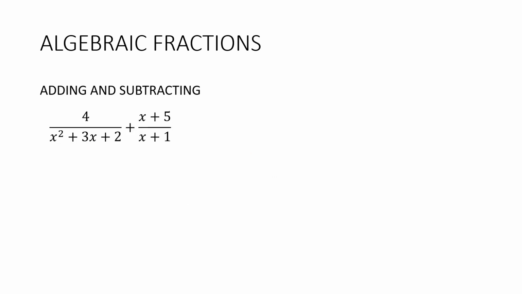And one more. Now in this case we need to factorise that denominator, and that's going to give us this. So instead of x squared plus 3x plus 2, I've got x plus 1, x plus 2. Now it's actually the same method as before, so I just need to make a common denominator.